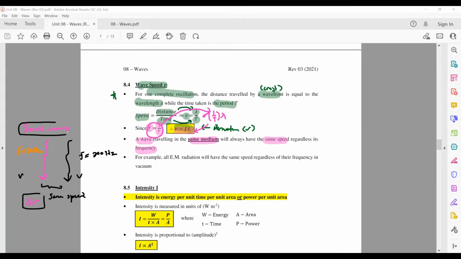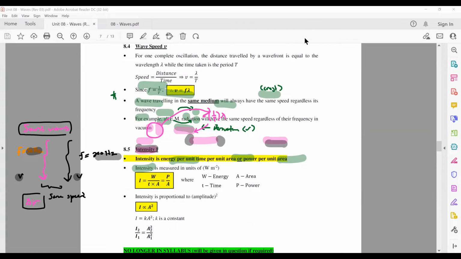For any waves that are still traveling inside the same medium, they will always have the same speed regardless of the frequency. Frequency can change, but the speed itself will never change. All right. So here I actually give you a different example. EM radiation, all types of EM radiation will always have the same speed regardless of the frequency in vacuum. Later on, you'll see that there are different types of EM radiation with different frequencies, different wavelengths, but they all always have the same speed because they're all still traveling inside the same medium. All right. So that one is okay.